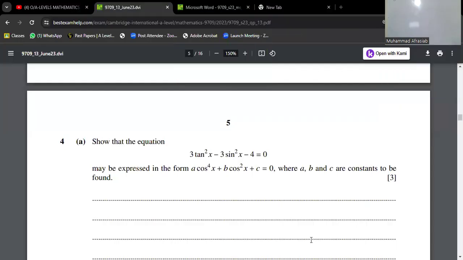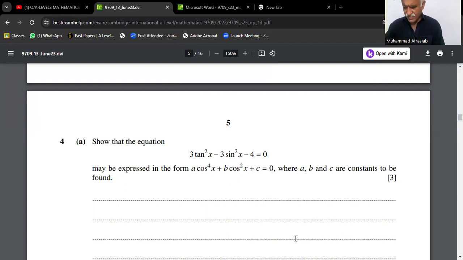Now, question number 4 of this Paper 3. Show that the equation 3 tan square of x minus 3 sine square of x minus 4 is equal to 0 may be expressed in the form of a cos 4x plus b cos square x plus c is equal to 0, where a, b, c are constants.